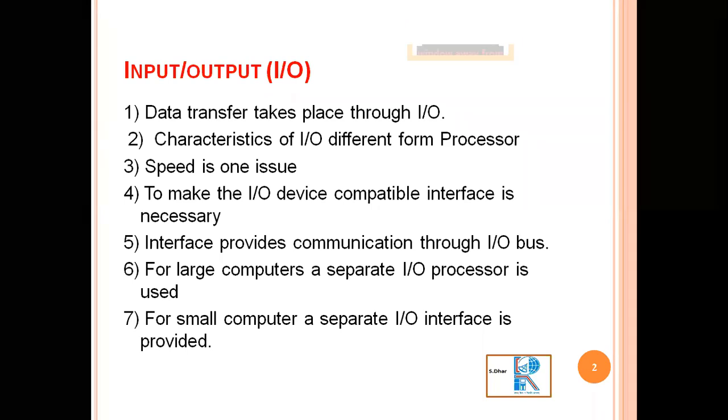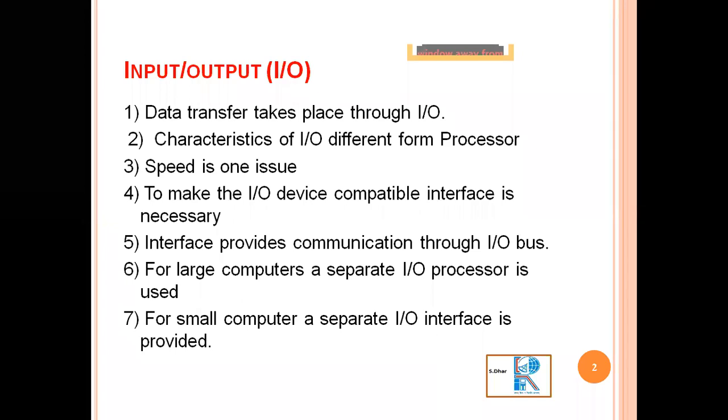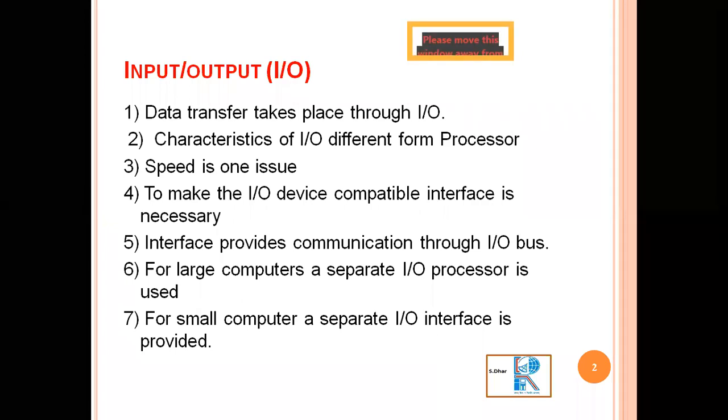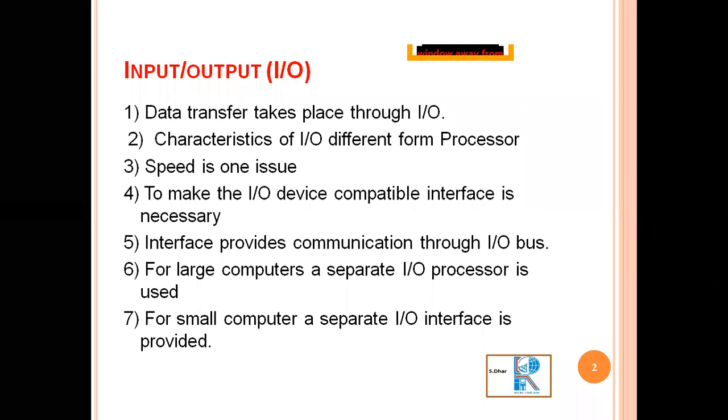Okay. So input output and the communication of the IO device with the processor is today's topic. Clear? How does an IO device communicate with the CPU or with the memory in the system.